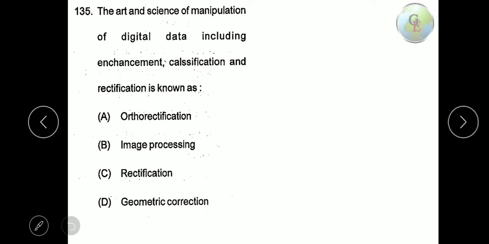Image processing, as you know, has two stages: pre-processing and image processing. In pre-processing there are several corrections like radiometric correction, geometric correction, and atmospheric correction. And in image processing, image registration is there, image enhancement is there, image transformation is there, image filtering is there, and image classification is there. As you know, there is supervised classification and unsupervised classification. So here the answer will be image processing.